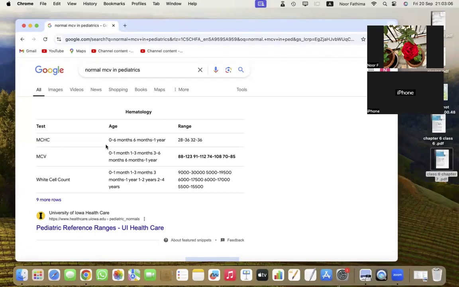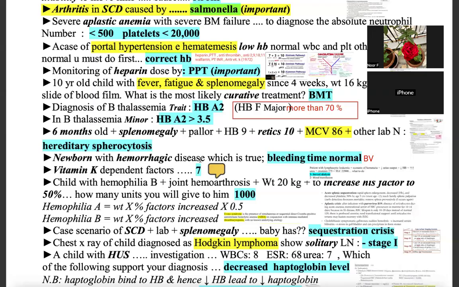So the normal MCV in pediatrics depends on the age. For 6 months to 1 year, it will be 70 to 85. So the child in the question is 6 months and this is 86. MCV is 86. That means we have to check our options back. Check back the options given. 6 months old plus splenomegaly plus pallor, HB 9, retic 10, MCV 86, and other labs normal.